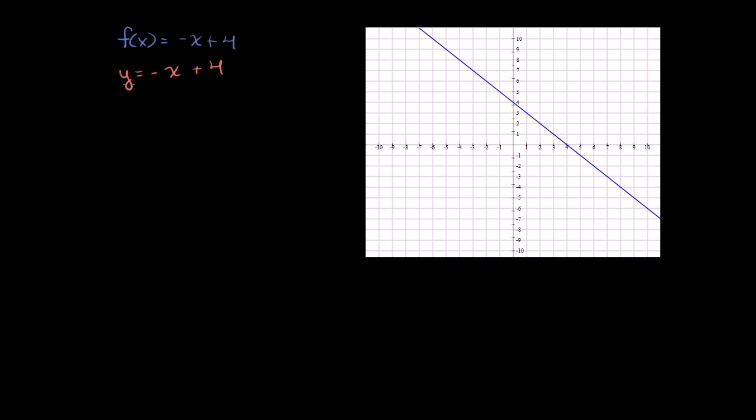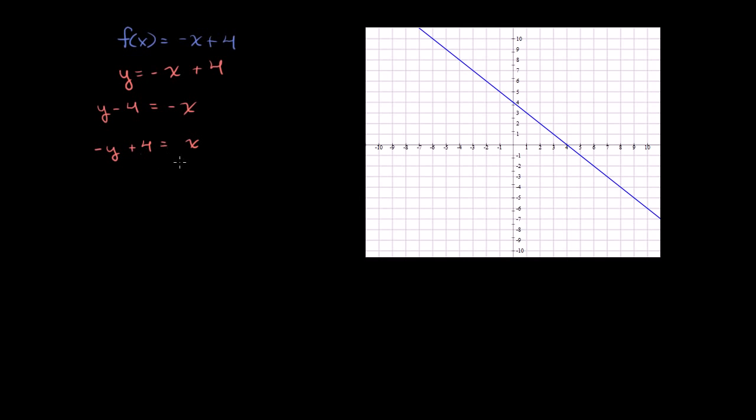Right now, we've solved for y in terms of x. To solve for the inverse, we do the opposite. We solve for x in terms of y. So let's subtract 4 from both sides. You get y minus 4 is equal to negative x. And then to solve for x, we can multiply both sides of this equation times negative 1. And so you get negative y plus 4 is equal to x.